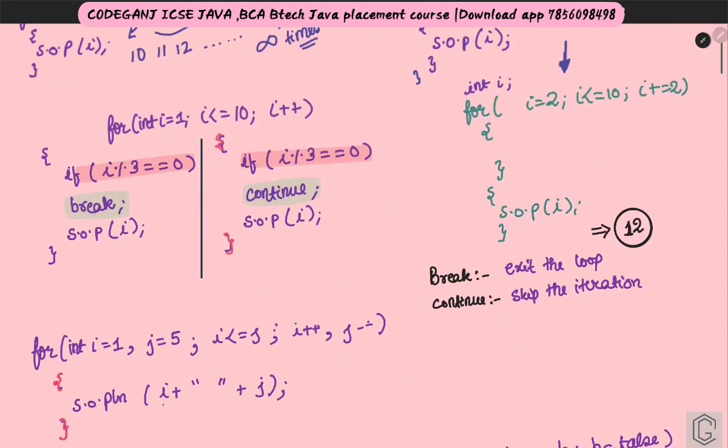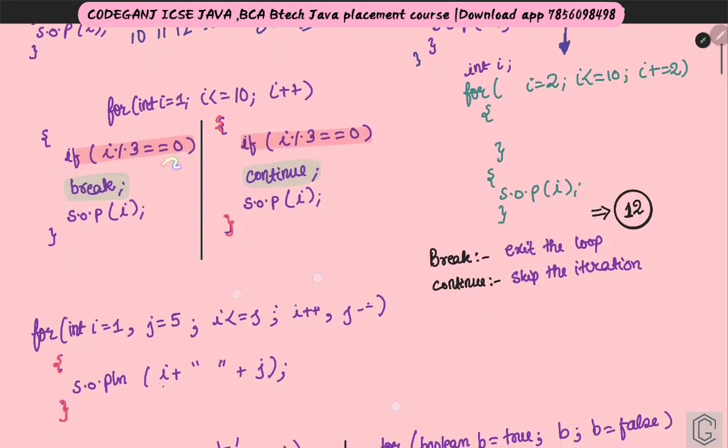Now let us try to understand break and continue in your loop. In the switch case class, you understood that break can be used with switch case, but continue cannot be used in switch case. In your loops, both break and continue can be used. Am I very clear on this? Good. What does break do? It will break the loop. Break means it will exit the loop. What does continue do? It just skips the iteration at that particular point in the loop.